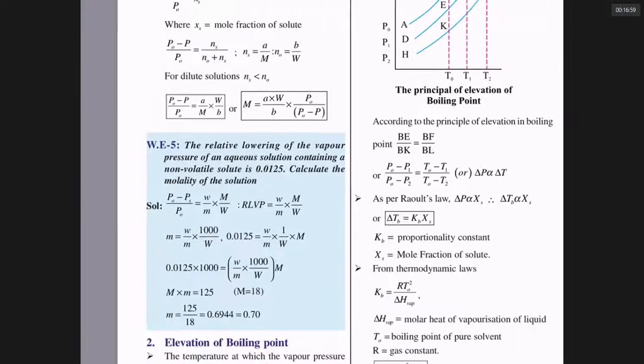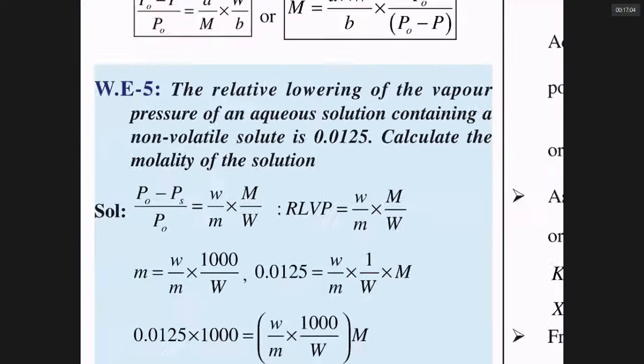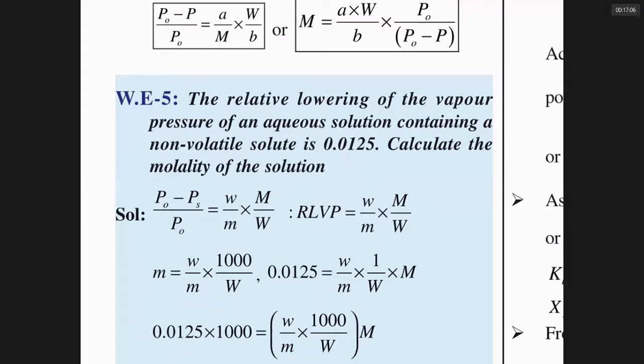What is RLVP? Relative lowering of vapor pressure. Let us take this problem. Can you solve this, sir? Yes, sir. Look at the problem, worked out example number 5. The relative lowering of vapor pressure of an aqueous solution containing non-volatile solute is 0.0125. Calculate the molality of solution.